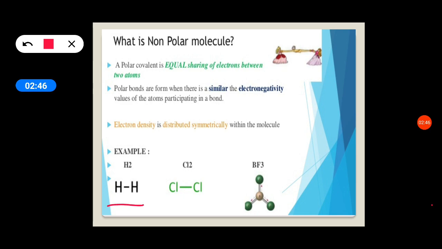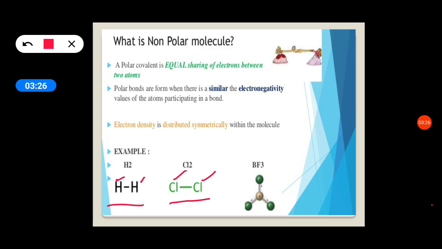Let us see the example hydrogen and hydrogen. Both the hydrogens share one electron each and one covalent bond is formed between them. Between chlorine and fluorine, both the atoms share one electron each and between them one covalent bond is formed. So both the atoms are similar. Here, hydrogen and hydrogen, both the atoms involved in the covalent bond are similar. So the electronegativity of both the atoms is equal.